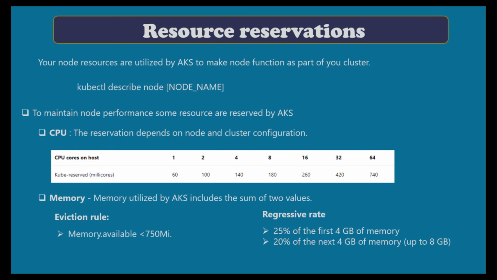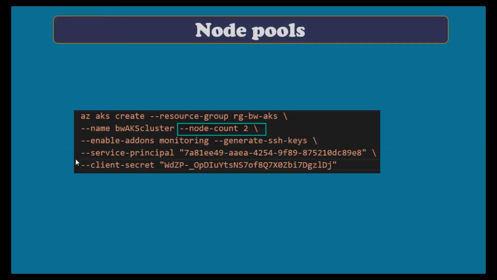The above rules of memory and CPU allocation are used to keep the agent node healthy, and your performance will be good. So we'll see the nodes.